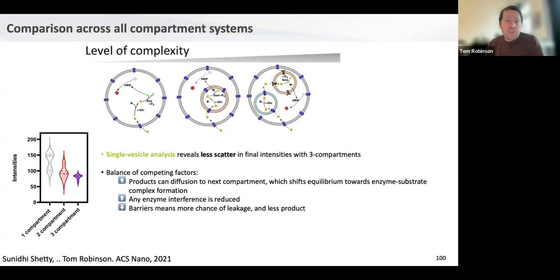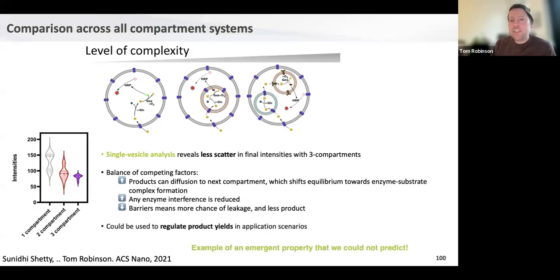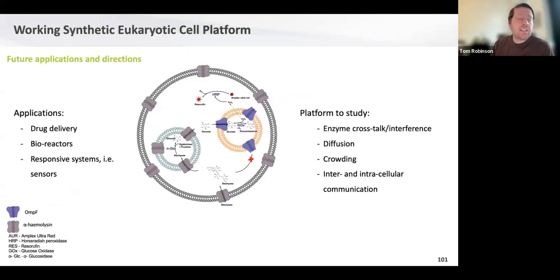We also maybe reduce any enzyme interference, which might occur in the 1 compartment system. But again, we also don't have such a high output because we have more barriers, more chance of leakage, etc. So it's a nice example that, even though we have half the intensity, it's still quite a lot. But it's an example where, if there was an application where we wanted to produce a molecule, like a bioreactor, it's a more regulated system. So it's another example of an emergent property that we didn't predict when we set up this system. So that's quite nice. So this is the last slide.